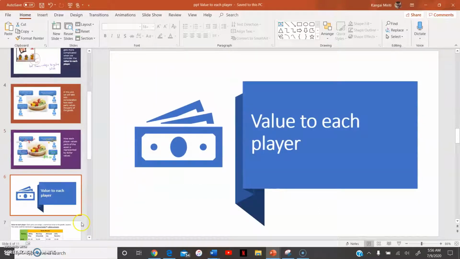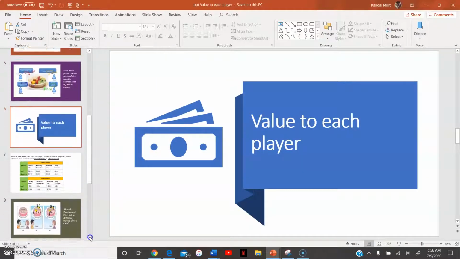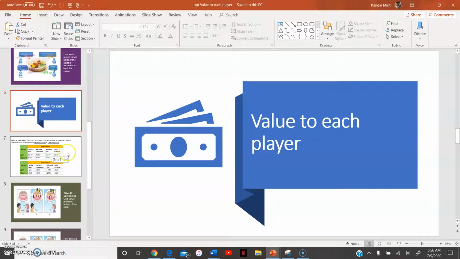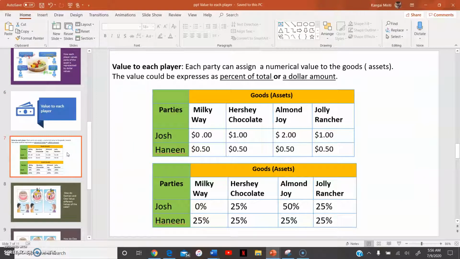So the value to each player will somehow be expressed or given to us, or we might have to find it, usually in dollar values. Here's 2 examples. On these charts, our players are Josh and Haneen, and they are sharing these 4 pieces of candy among themselves. What's listed on this chart is how Josh values each piece of candy and how Haneen values each piece of candy. Notice Josh doesn't value the Milky Way at all. That means he doesn't like Milky Ways. He's given a $1 value to the Hershey chocolate, $1 to the Jolly Rancher, $2 to the Almond Joy. So you know his favorite candy here is the Almond Joy.